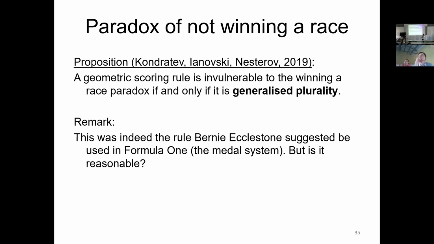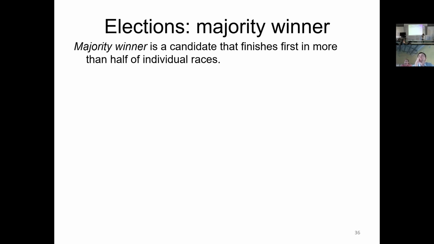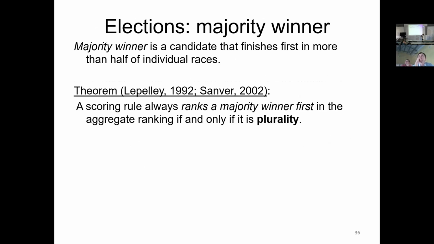But I would argue that we should not accept this argument because there are serious problems with this solution. Let us recall the majority winner criterion. A majority winner is a candidate which is ranked first by more than half the population. And the majority winner criterion says that this candidate should win the election no matter what the other votes are. A famous result is that the only scoring rule which has this property is plurality.